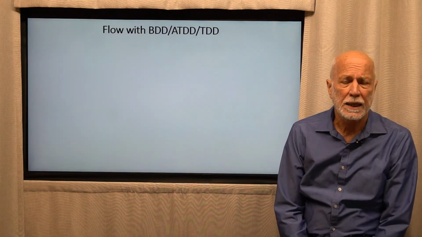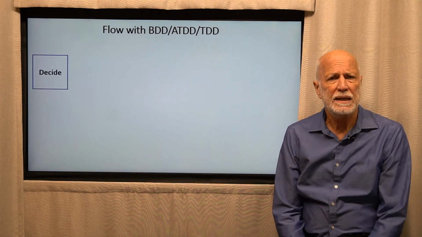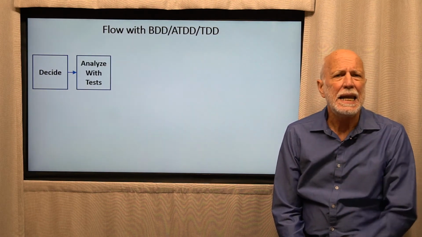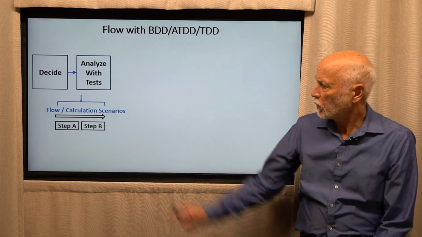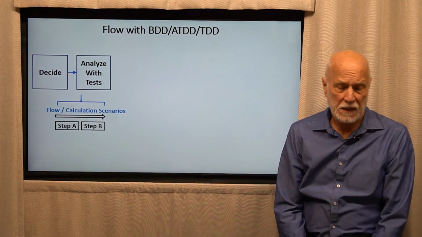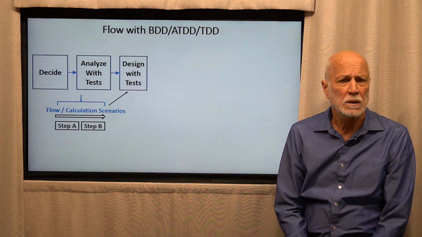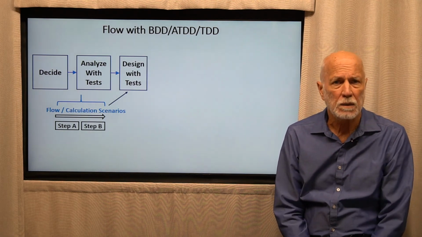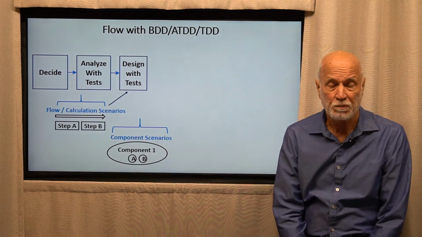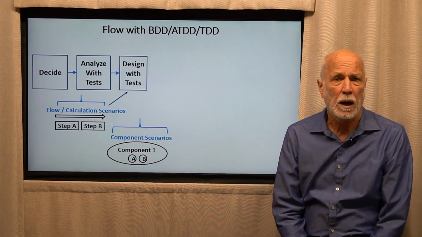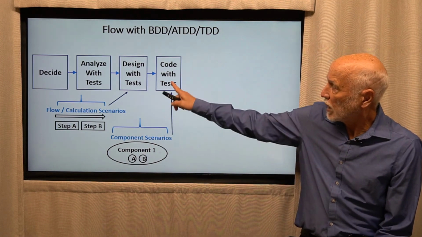So let's see what the flow is like if we use BDD, ATDD, and TDD. We decide, just like we did before. We analyze, now creating the scenarios/tests. We're going to either do our flow or our calculation scenarios, a flow and particular steps. Next step, we're going to design with those tests and utilize those tests in helping our design. During our design, as we decide what components we need, we'll create our component scenarios for higher level components and lower level components. And then we're going to start coding with the test. And we'll use those component scenario tests during our coding phase.